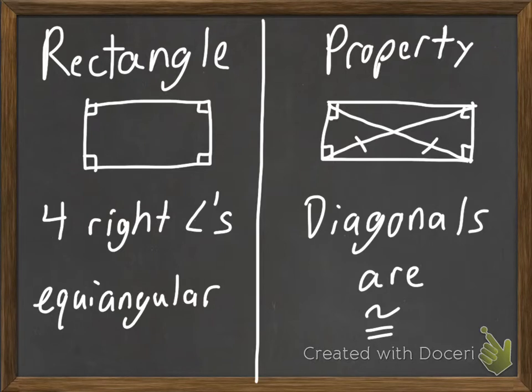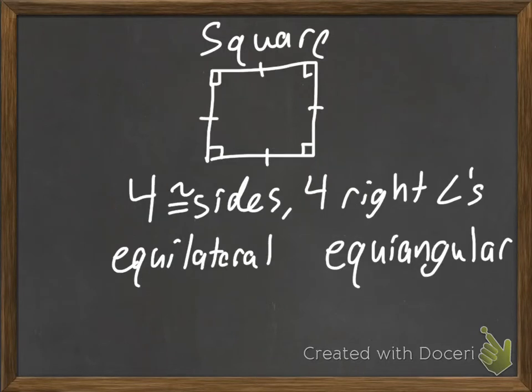Next we have the rectangle. For it to be a rectangle, it needs to have 4 right angles, which also makes it equiangular. And the special property that a rectangle has is that its diagonals are congruent. And then we have our final special parallelogram. It's the square. It has 4 congruent sides and 4 right angles, which means it's both equilateral and equiangular. And again, a square is kind of like you took a rhombus and a rectangle and you put their properties into one.